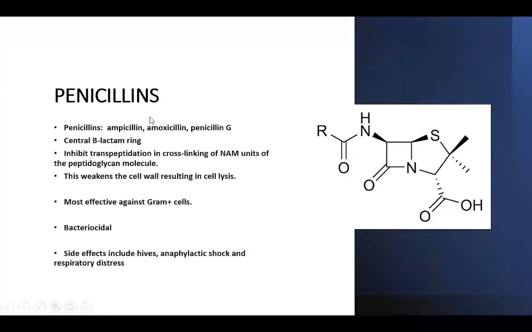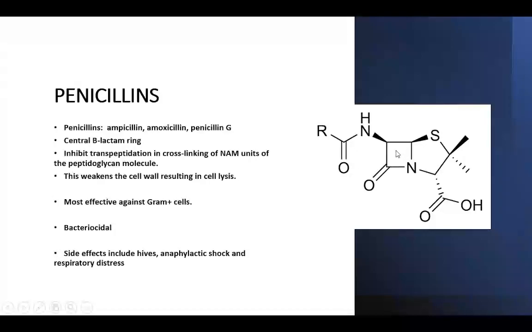So penicillins are the next class. These include things like ampicillin, amoxicillin, penicillin G, penicillin V. How does it work? It's basically got this central beta-lactam ring, which is this guy right here. This is a constrained ring.